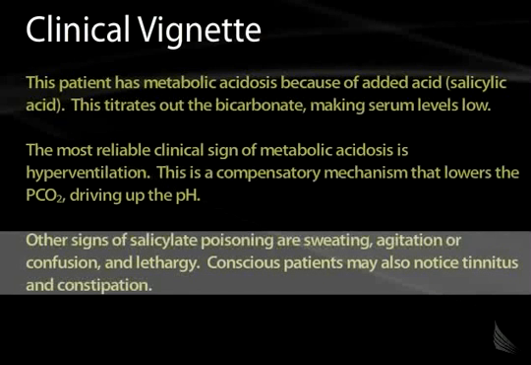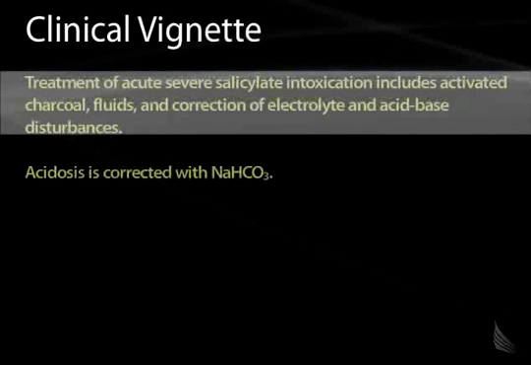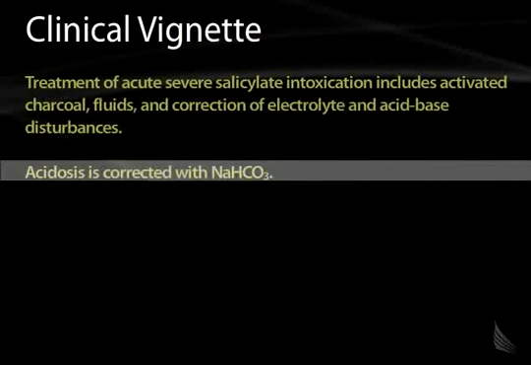Now, other specific signs of salicylate poisoning are things like sweating, agitation or confusion, and lethargy. Conscious patients may also notice tinnitus, or a ringing of the ears, and constipation. The treatment of acute severe salicylate intoxication includes things like activated charcoal, giving plenty of fluids, and correcting the electrolyte and acid-base disturbances which we've described. You can correct the acidosis by giving sodium bicarbonate, which brings the bicarbonate concentration back up.